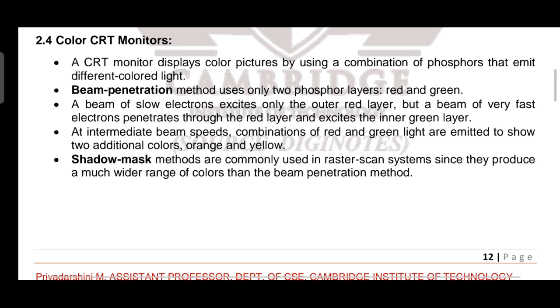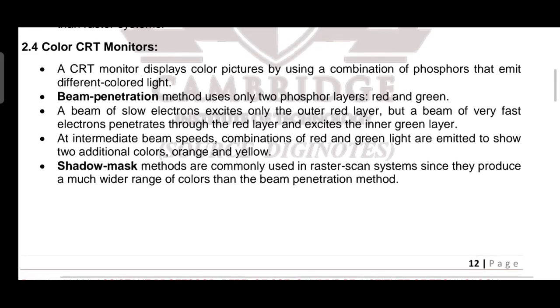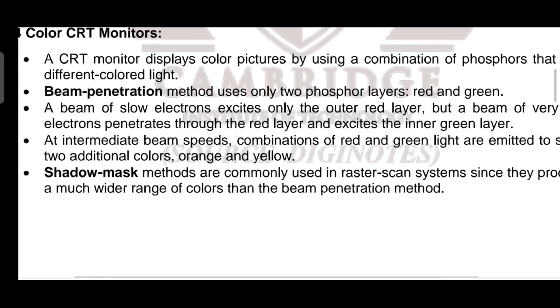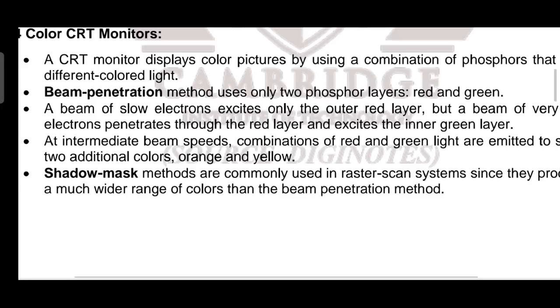So a CRT monitor displays a color picture by using a combination of phosphors that emit different colored light, mainly RGB, okay, red, green, and blue. Three main major patterns we observe. So beam penetration is a method, as well as shadow mask is a method, used for representation of the information over the color monitor, CRT monitor especially.